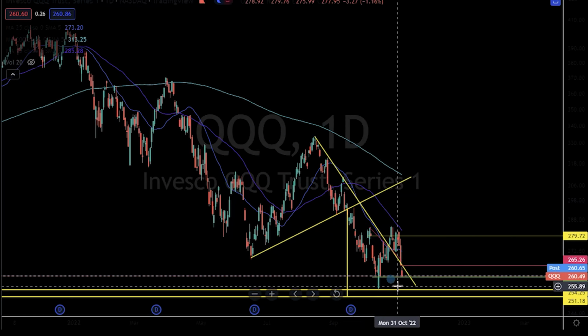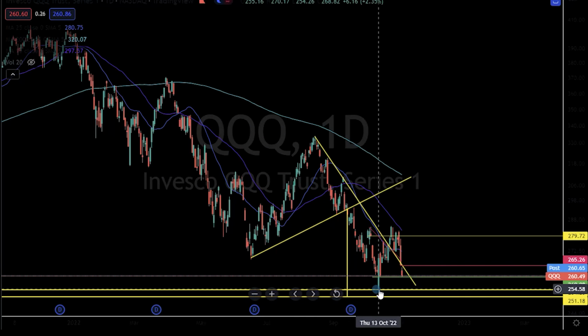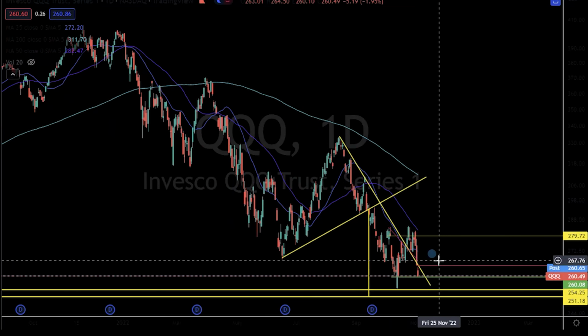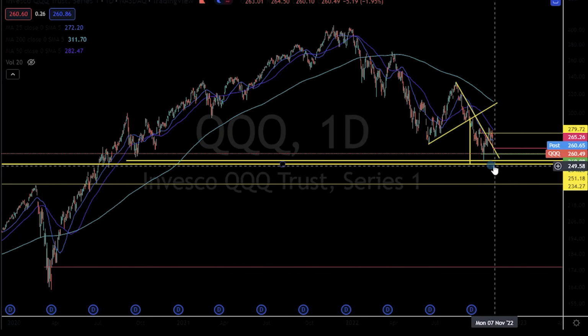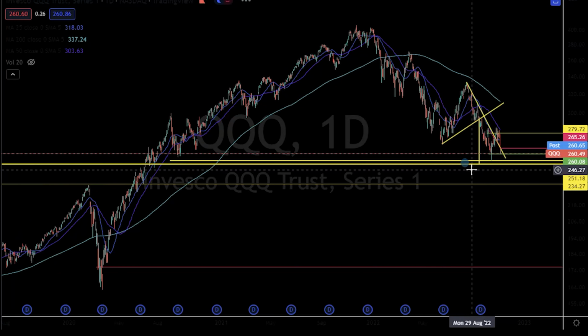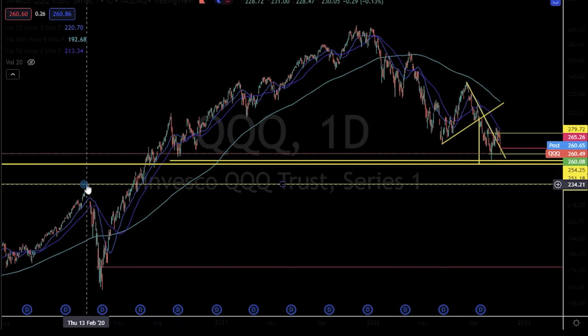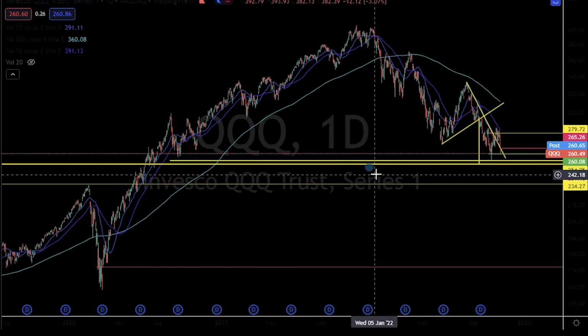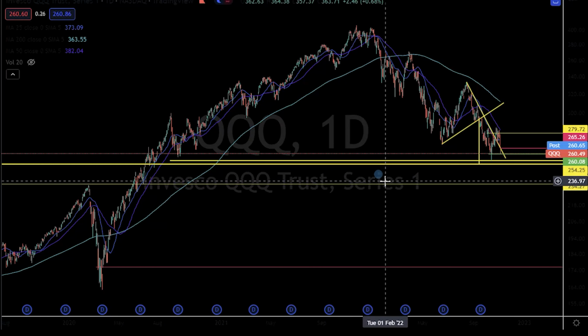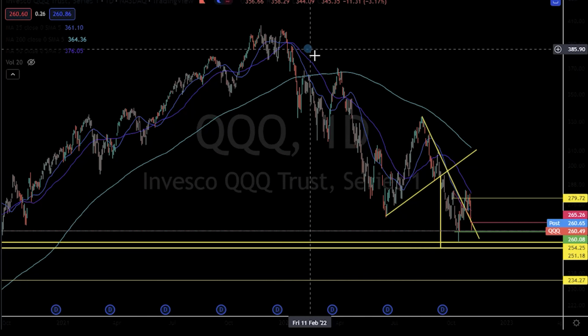So in terms of what I expect for the Qs, if we have a straight shot down into this level, you will get some sort of a bounce. But ultimately, I do expect this level to break at some point. I have priced in several of my videos that the Qs should get to this pre-COVID high by the end of the year. Many people are still hoping for a Christmas rally, this and that.